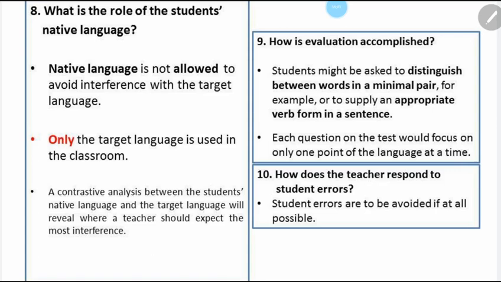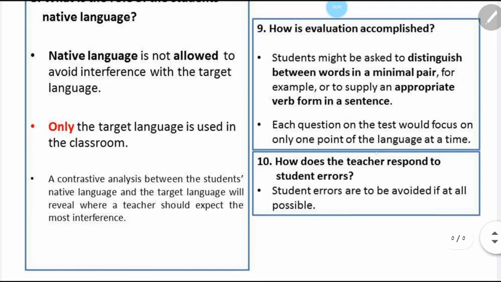Number 9, how is evaluation accomplished? Students might be asked to distinguish between words in minimal pairs, or to supply an appropriate verb form in a sentence. This type of evaluation. Each question on the test would focus on only one point of the language at a time.